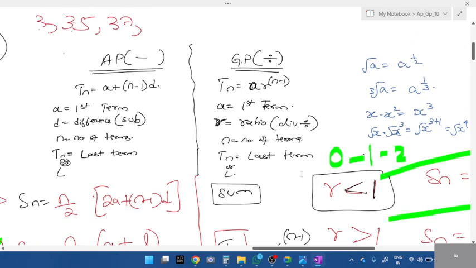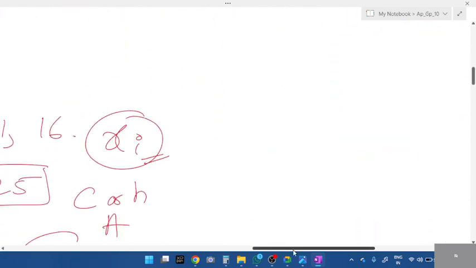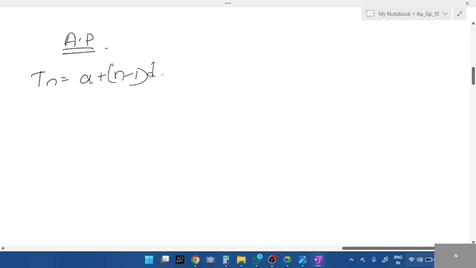Naomi, to find GP. Look here. Tell me, students, for AP, arithmetic progression, I want all of you to answer. What are the formulas we have? Tn is equal to a plus n minus 1 into d. This is to find Tn, a, and d. To find Sn, n by 2 into 2a plus n minus 1 into d. Very good.